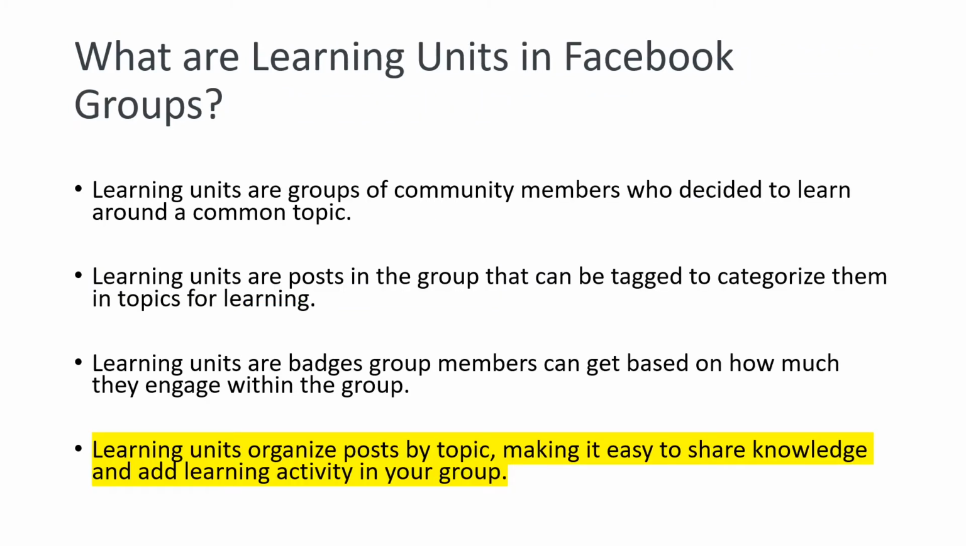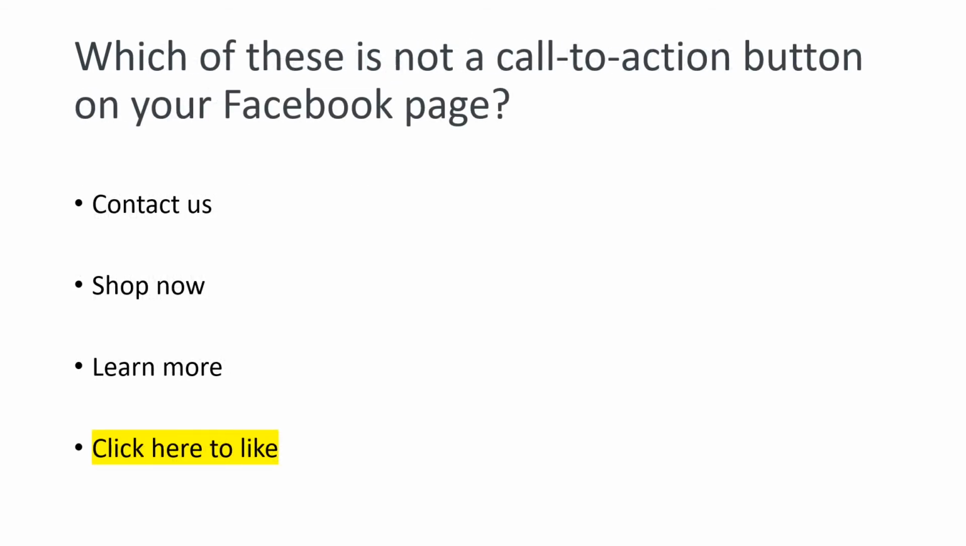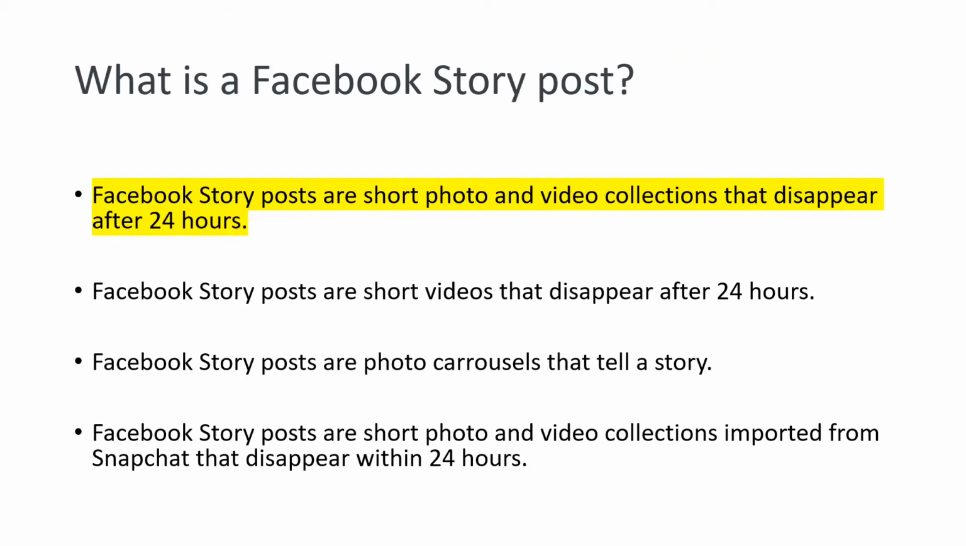41. What are learning units in Facebook groups? Learning units organize posts by topic, making it easy to share knowledge and add learning activity in your group. 42. Which of these is not a call to action button on your Facebook page? Click here to like. 43. What is a Facebook story post? Facebook story posts are short photo and video collections that disappear after 24 hours.